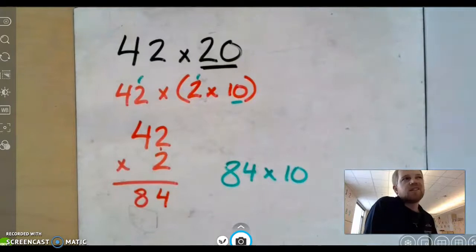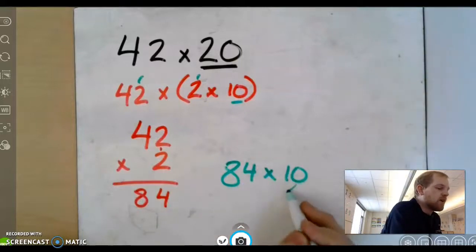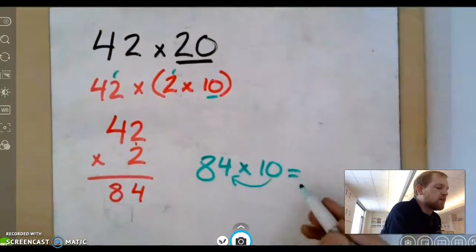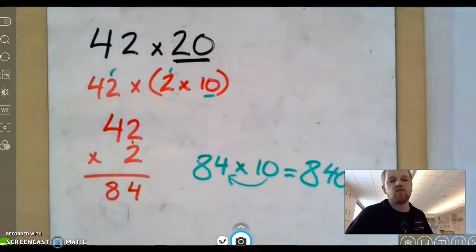10, we know our multiplication. I'm going to be able to solve that pretty easily. So what I can do is my 10 multiplication, and I remember that I just add that 0. So my answer would be 840. This is our first way to solve it. Let's take a look at another way we can solve these problems.